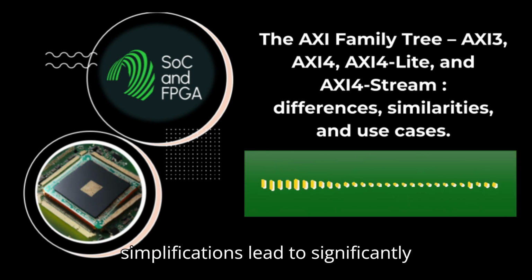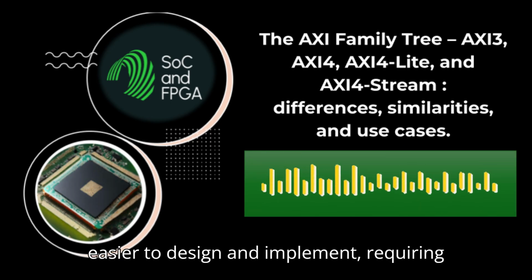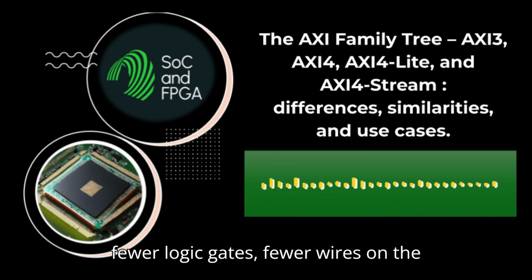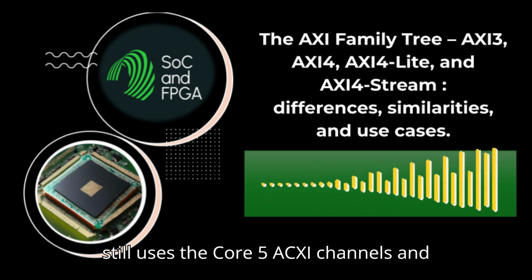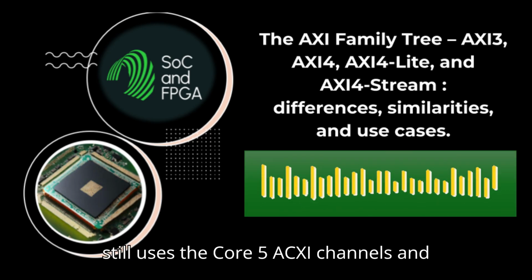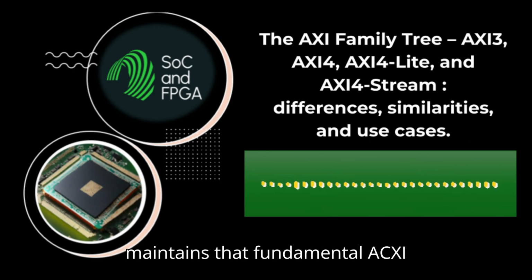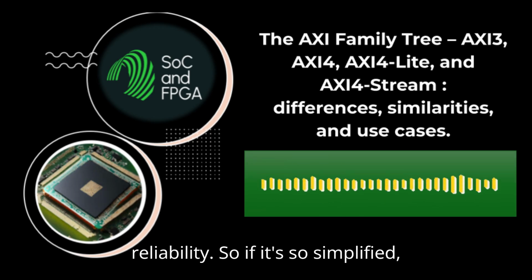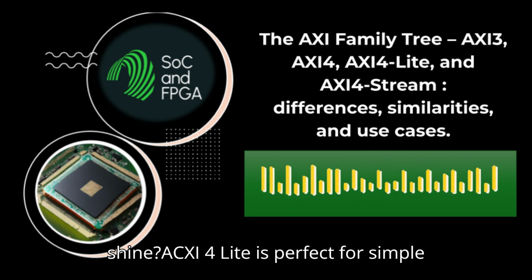Okay. All these simplifications lead to significantly lower hardware complexity. It's much easier to design and implement, requiring fewer logic gates, fewer wires on the chip. But despite these reductions, it still uses the core five AXI channels and that robust valid-ready handshake, so it maintains that fundamental AXI reliability. So if it's so simplified, what are the typical use cases for AXI4 Lite? Where does this compact car really shine?